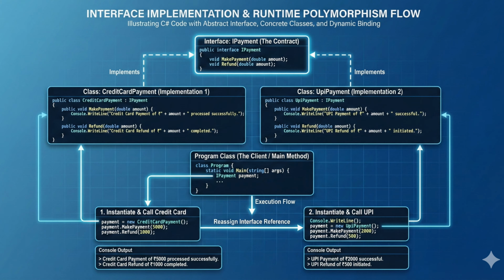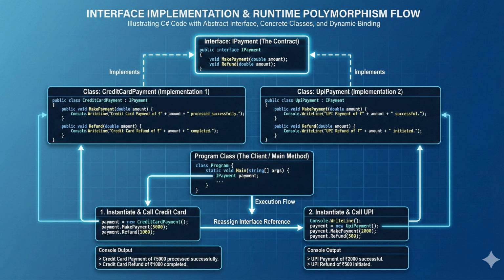The dotted arrows labeled implements show the relationship between the interface and the concrete classes. This relationship indicates that the classes are bound to the interface contract. If any method declared in the interface is not implemented by the class, the compiler will generate an error. This ensures consistency and standardization across the system.